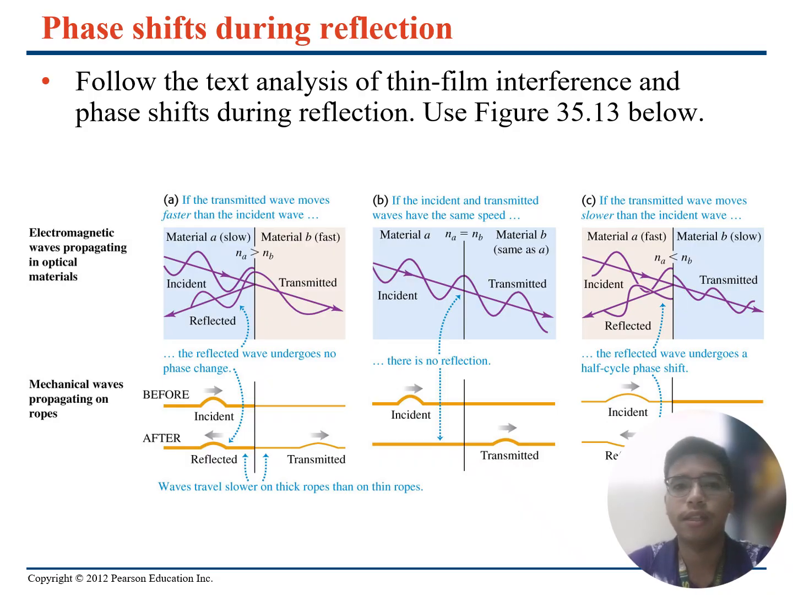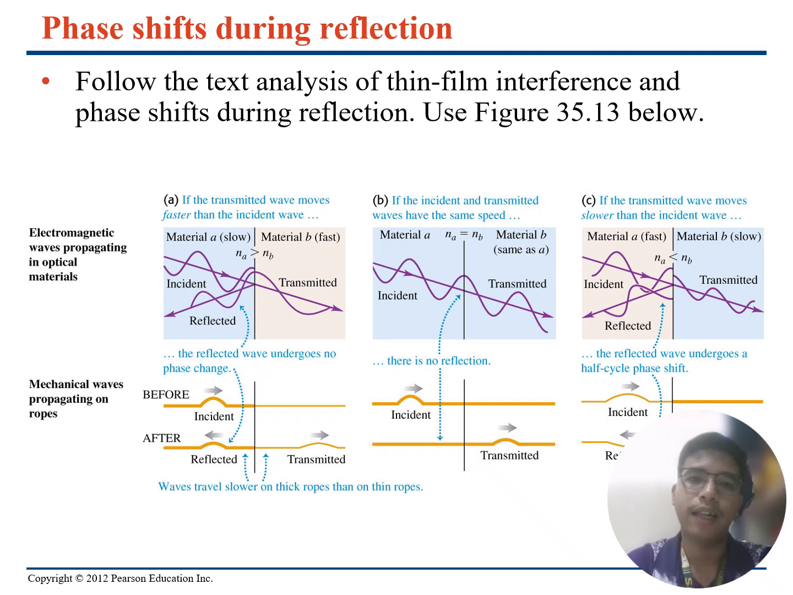An important concept in thin film interference is the phase shift that occurs during reflection. When light reflects from a boundary leading to a medium with a higher refractive index, the reflected wave undergoes a phase shift of pi radians, equivalent to half a wavelength.